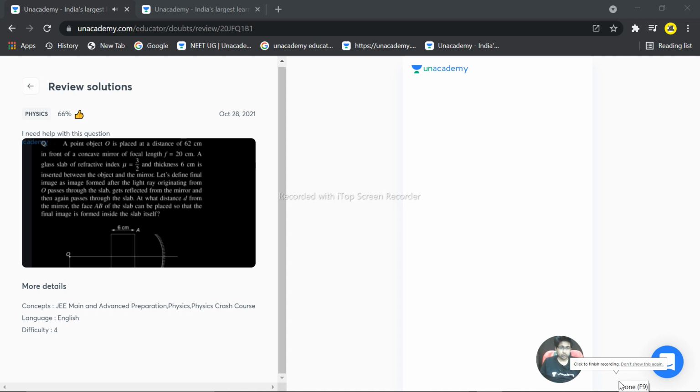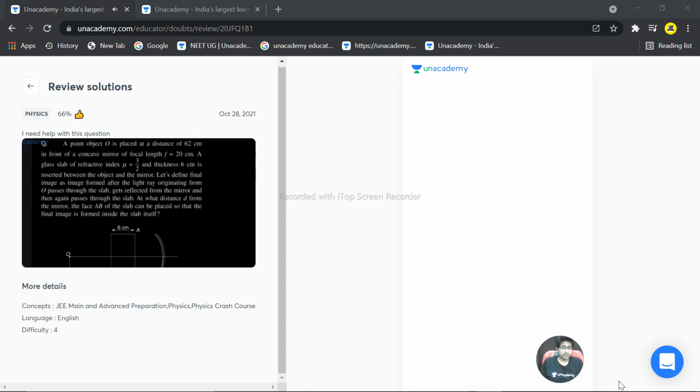A point object O is placed at a distance of 62 centimeter in front of a concave mirror of focal length 20 centimeter. A glass slab of refractive index mu equal to 3 by 2 and thickness 6 centimeter is inserted between the object and the mirror.